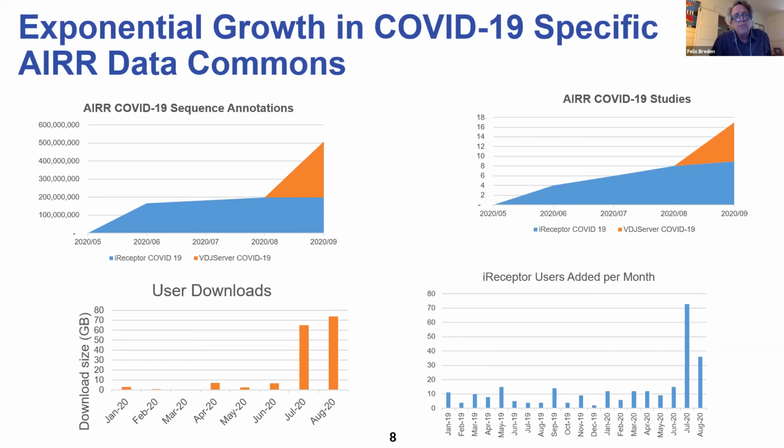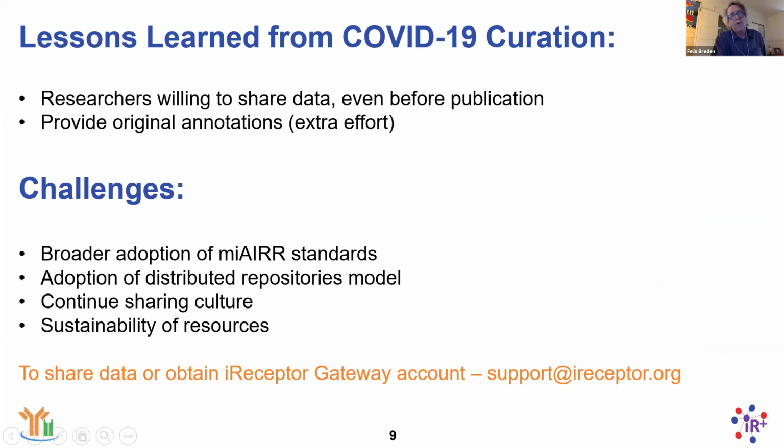And you can see a huge increase in the user downloads once we started getting the COVID-19 data going, and the iReceptor users per month. So in summary, the lessons learned, I think the most important thing is how willing researchers have been to share their data even before publication. They're reaching out to the iReceptor group to share the data. They provide original annotations. That gets back to what Charlotte Dean was talking about, rather than having to re-annotate all the data.